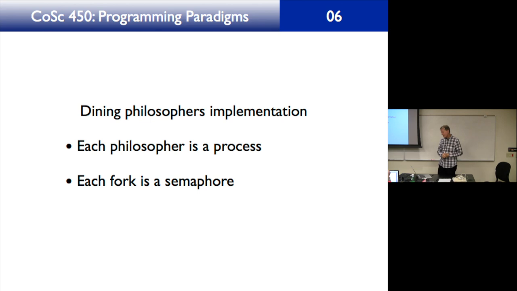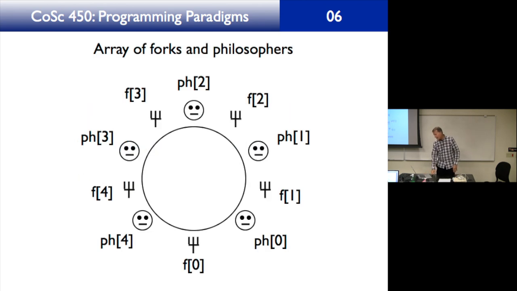Okay, so wait. All right, so now here is how we're going to implement this. Because the philosophers are doing their things concurrently, each philosopher is a process. Now let's think about that. How we are going to track the philosopher's activity is in the code for the process, we're going to output some statements and say, this philosopher is eating, this philosopher is thinking, this philosopher is finished eating, whatever. And we're going to loop through those activities, but we're going to do them concurrently. So each philosopher is a process. On the other hand, each fork is a semaphore.